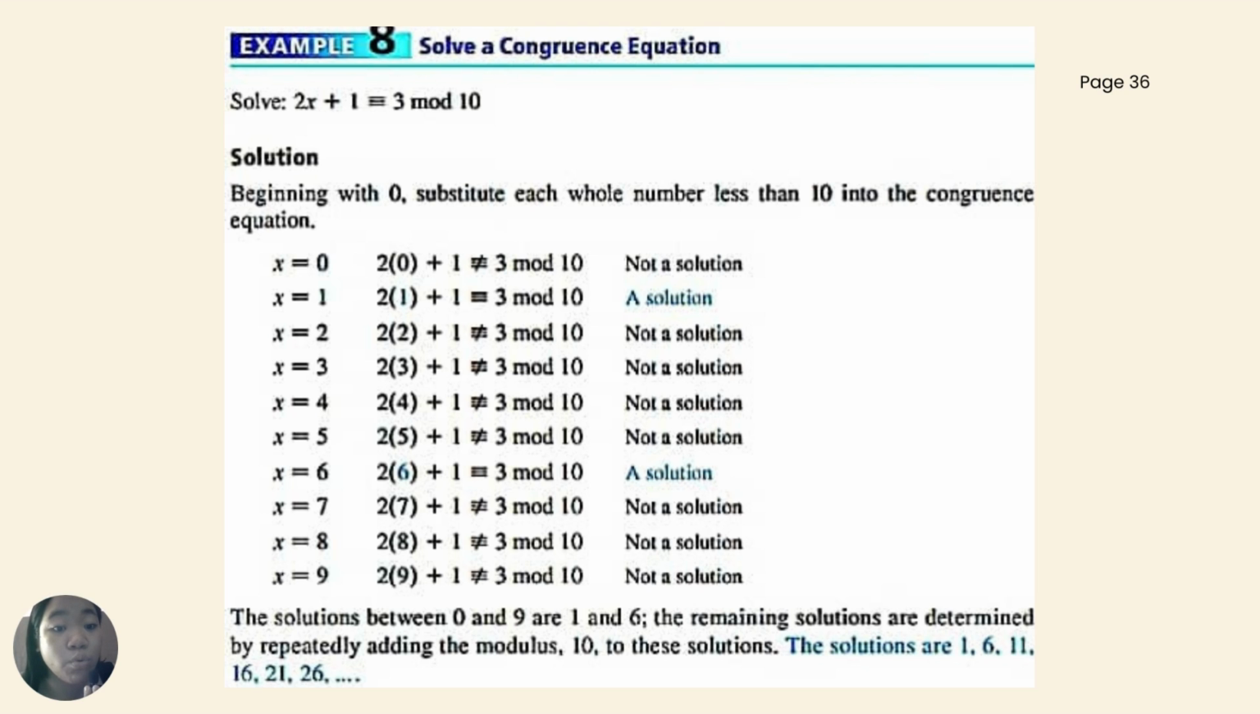So we have here 1 and 6. So the solutions between 0 and 9 are 1 and 6. The remaining solutions are determined by repeatedly adding the modulus 10 to these solutions. And the solutions are 1, 6, 11, 16, 21, 26, so on and so forth. But then, dirita sa modulus gyapon nga base, that is why our answers will be 1 and 6.